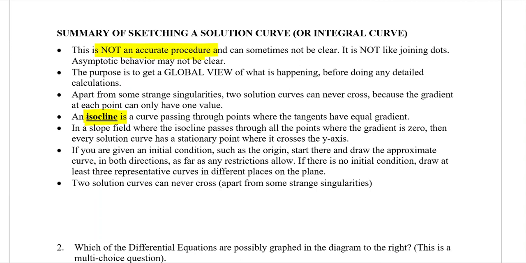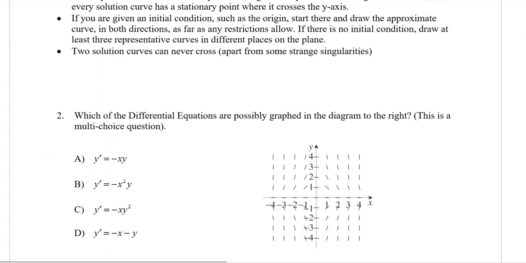In a slope field where the isocline passes through all the points where the gradient is 0, then every solution curve has a stationary point where it crosses the y-axis. We're going to see this in not the next example, but 2 more examples in. If you are given an initial condition such as the origin, start there and draw approximate curves in both directions as far as the restrictions allow. If there is no initial condition, draw at least 3 representative curves at different places on the plane. Two solution curves can never cross, apart from some strange singularities, but we're not going to worry about those right now.